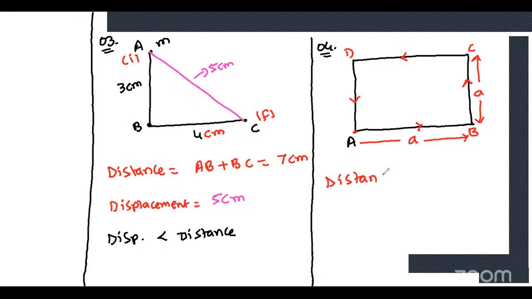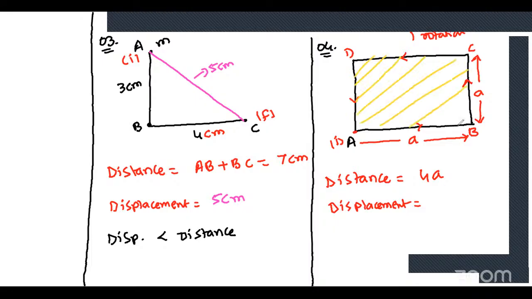Distance, that is the path length, is nothing but the perimeter of the square. The perimeter of a square is 4a. Distance is only the path length; it does not depend on the area.